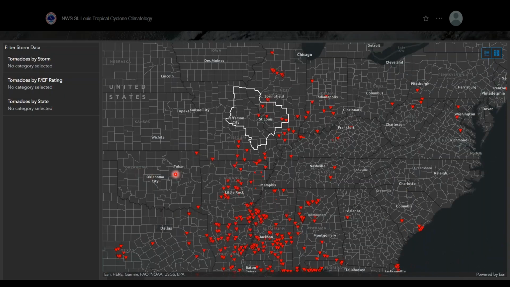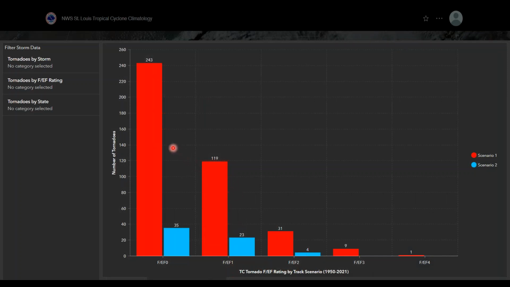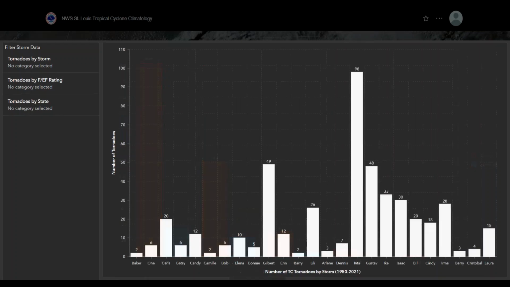Getting into this other dashboard that I created for the TC tornadoes, you can also play with an interactive map to look at all of the different TC tornadoes that were produced by the St. Louis TC cases. Looking at the histograms for tornadoes by EF or F rating, there's a notable discrepancy between scenario 1 and scenario 2, with scenario 1 producing a lot more TC tornadoes by comparison to scenario 2.